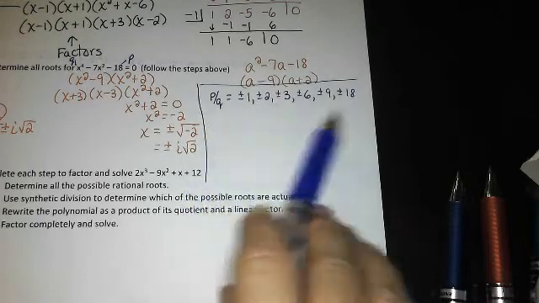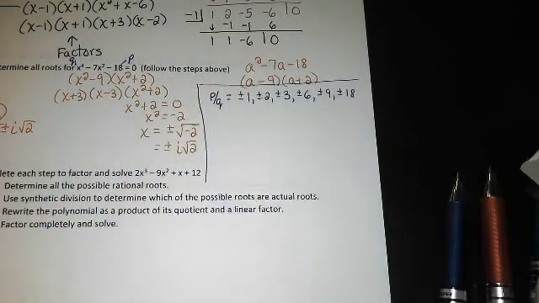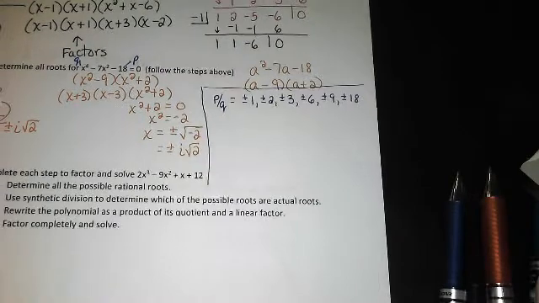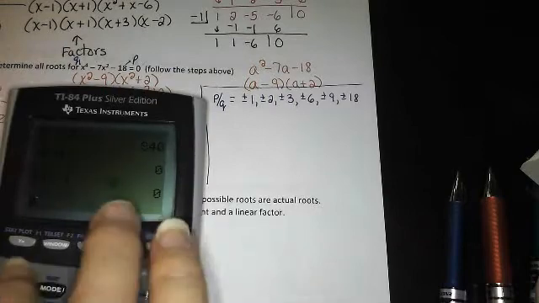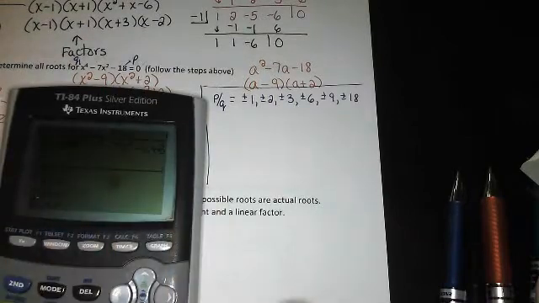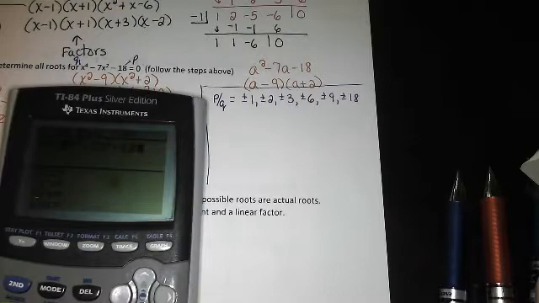Okay, so these are the possible rational roots. If there are rational roots, they come from this list. So that's when you would go to your calculator again. And in y1, you type in x to the 4th minus 7x squared minus 18.